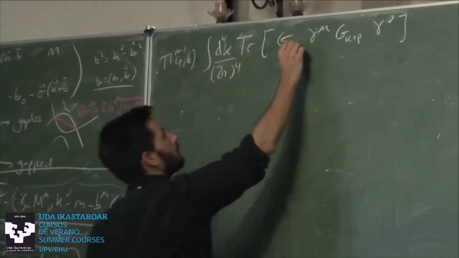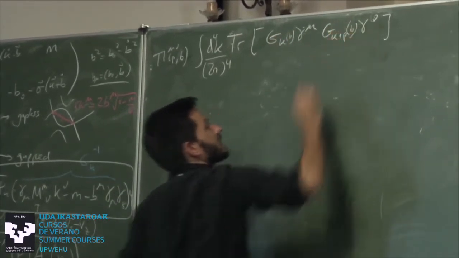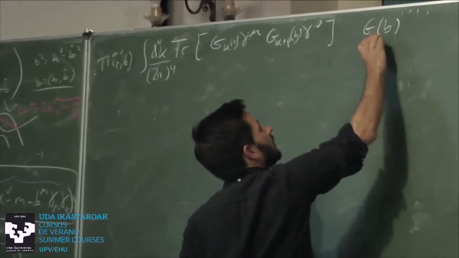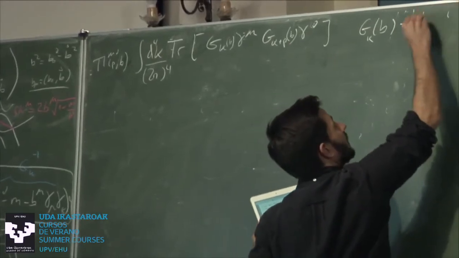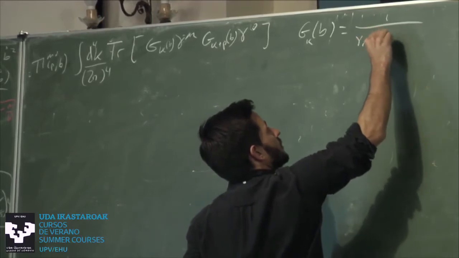And this, I'm going to remind everybody that these guys depend on B. Actually, I might write them explicitly. They depend on K, depend on B, the Green's functions. And I can write them like this. It's just the inverse of that thing. So it's just this.